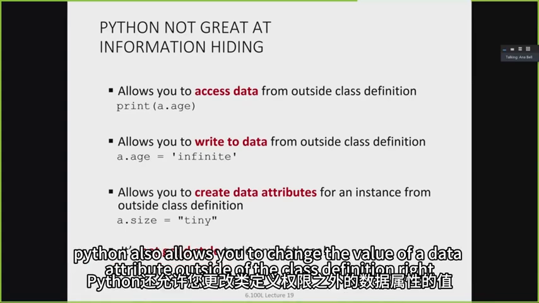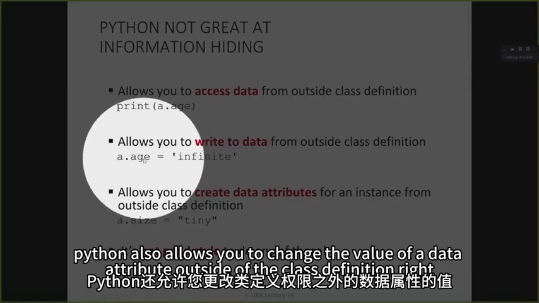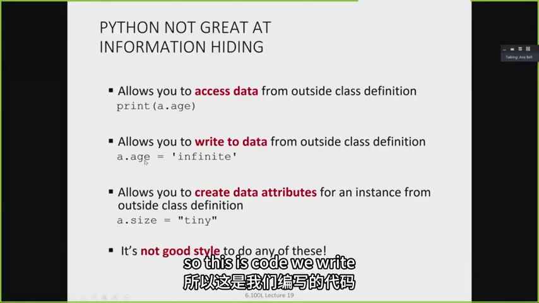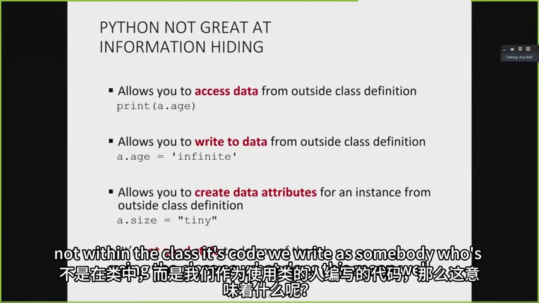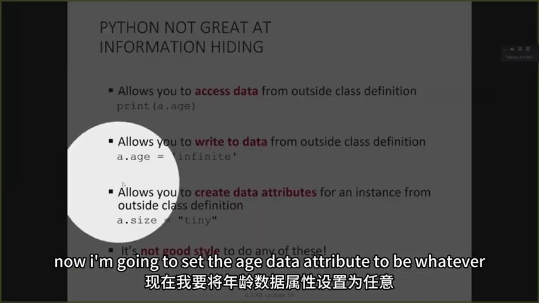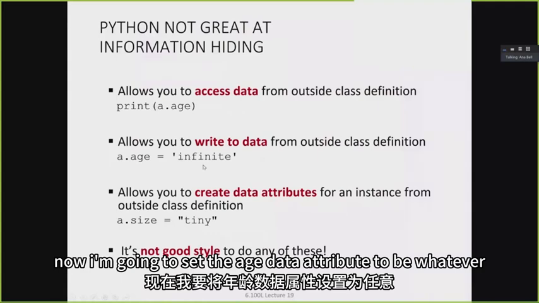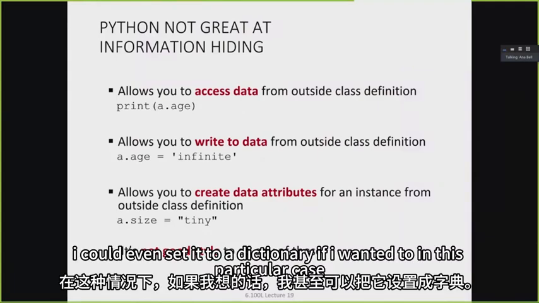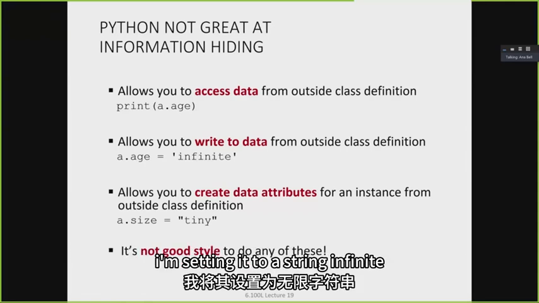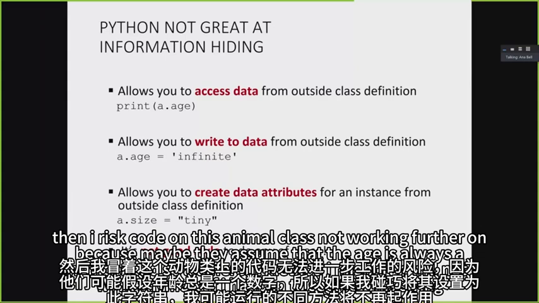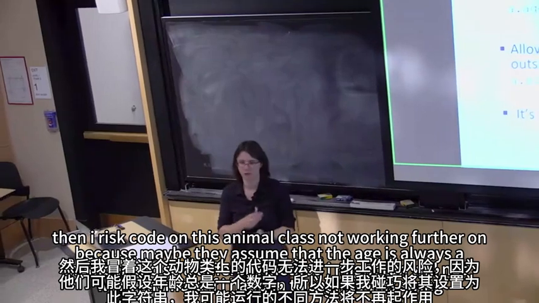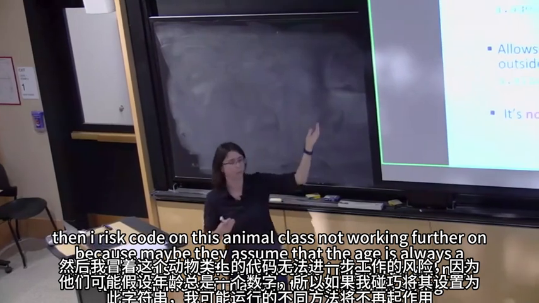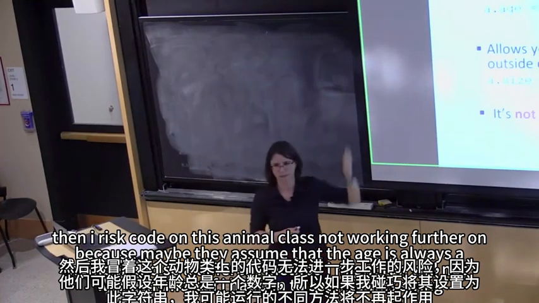However, Python also allows you to change the value of a data attribute outside of the class definition. Right? So this is code we write not within the class. It's code we write as somebody who's using the class. So what does this mean? Well, now I'm going to set the age data attribute to be whatever I want outside the class definition. I could even set it to a dictionary if I wanted to. In this particular case, I'm setting it to a string, infinite. But if I do this, then I risk code on this animal class not working further on, because maybe they assume that the age is always a number. And so a different method I might run will not work anymore if I happen to set it to the string. Right?